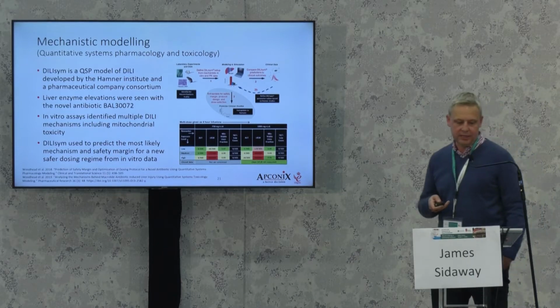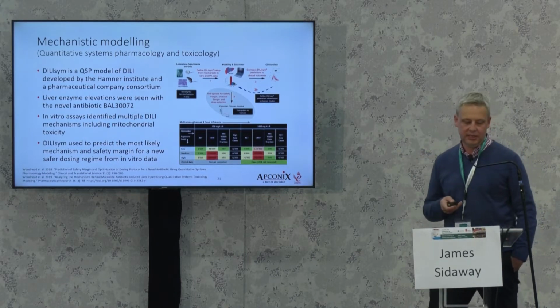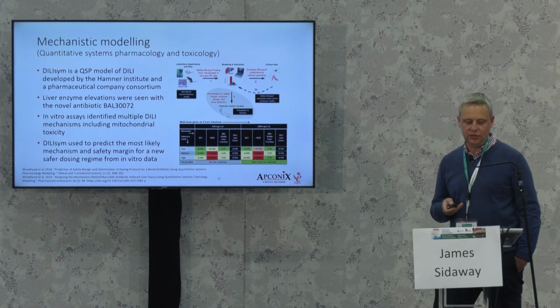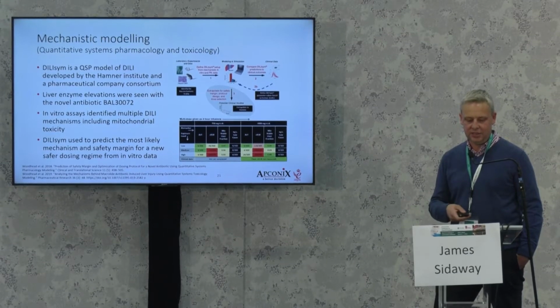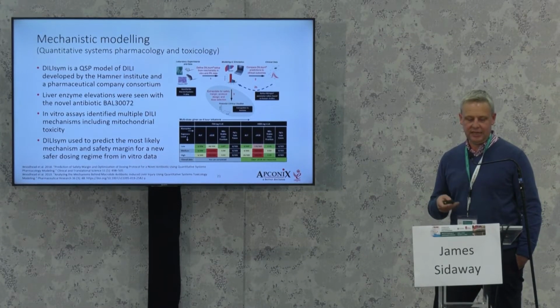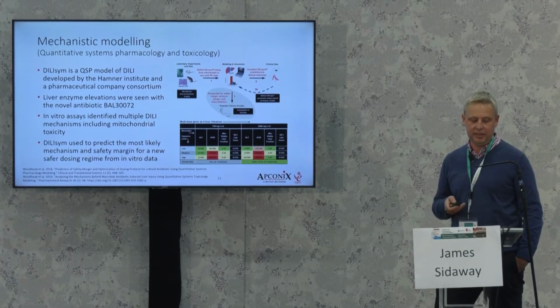Final point in this part of the talk is talking about mechanistic modeling. So this probably answers the question about how do we go from hazard looking to risk? How do we take in vitro data and essentially make predictions about what could happen in the non-clinical animal studies or in the clinic and in particular patient population?